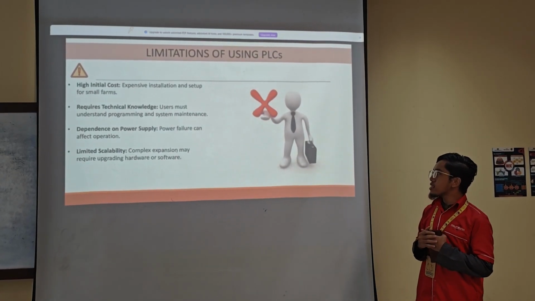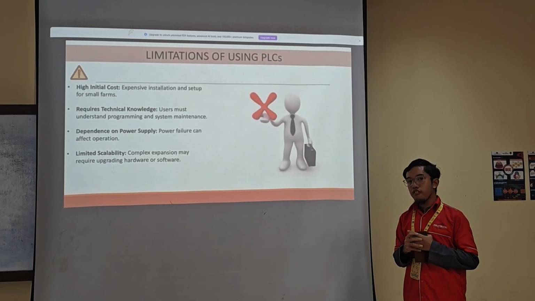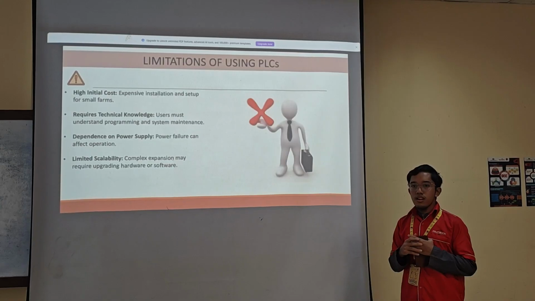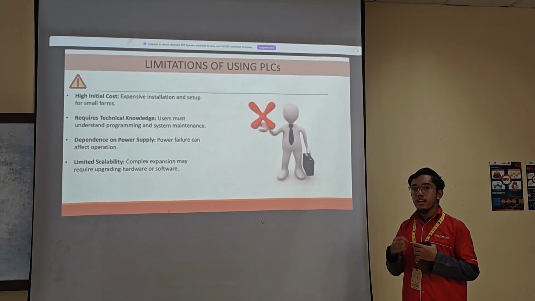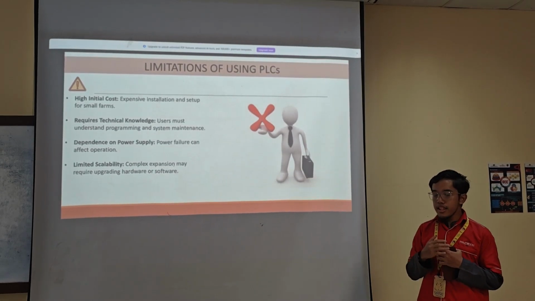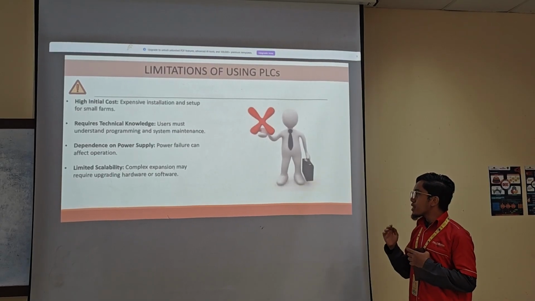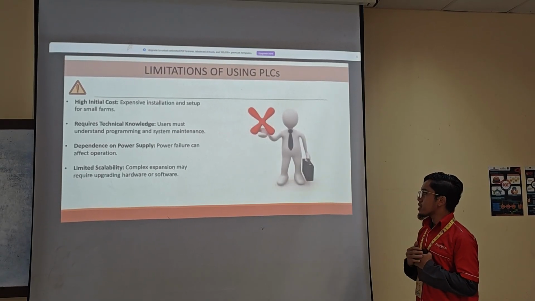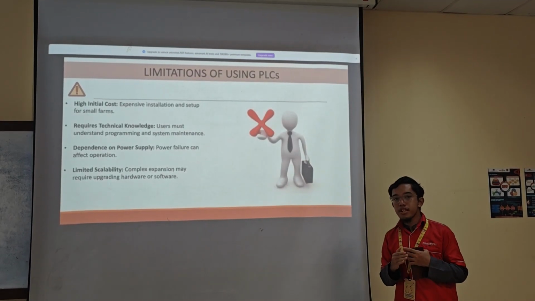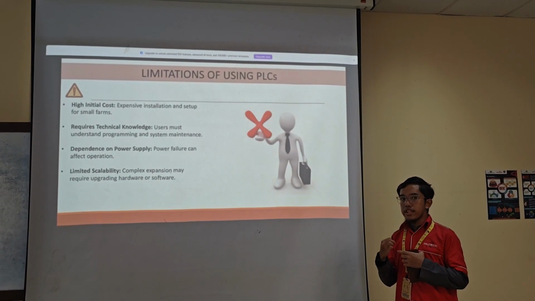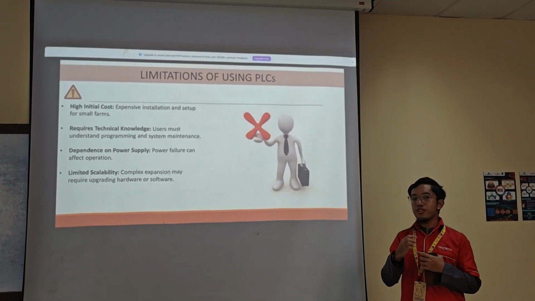The third one, dependence on power supply. A PLC system requires a large amount of electrical power. So we need a high-capacity or expensive generator. Fourth, limited scalability. Complex expansion may require upgrading hardware or software. That means the existing system needs to be updated regularly so that it can perform more work in the future.